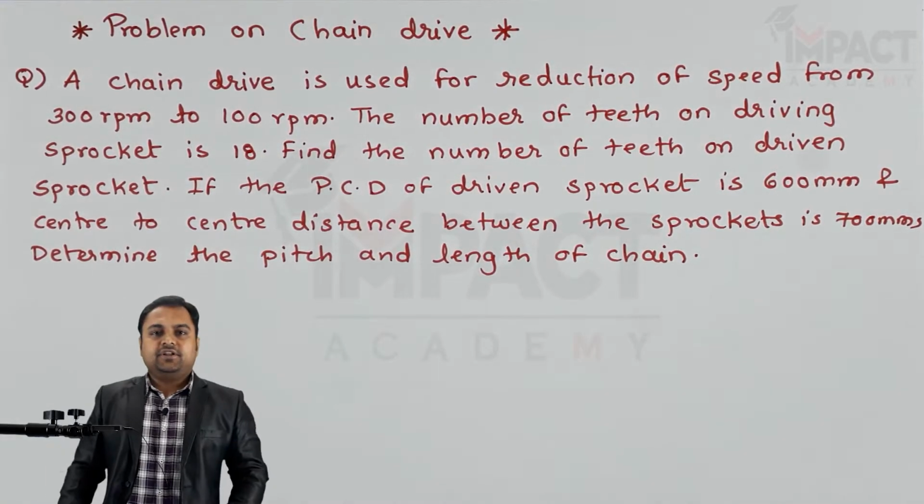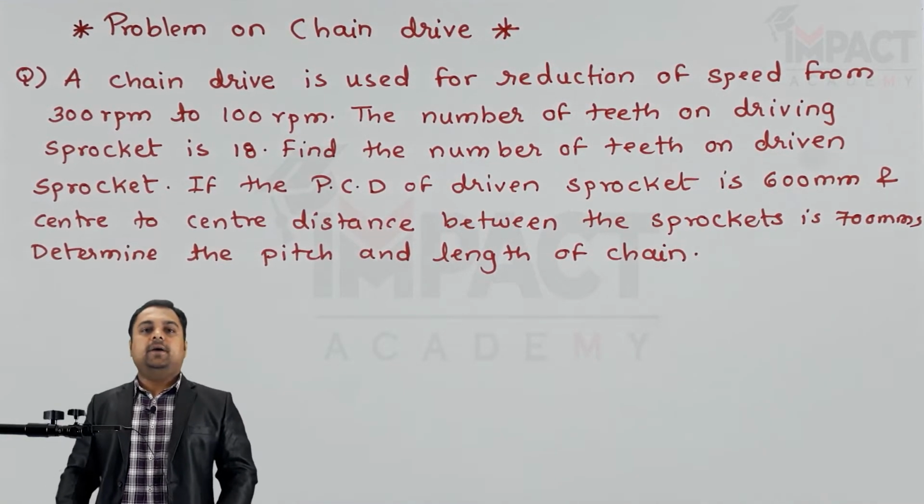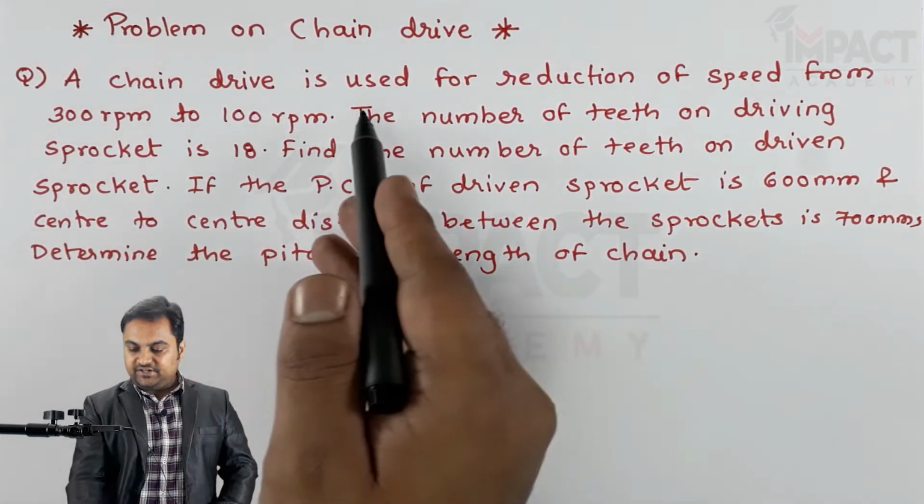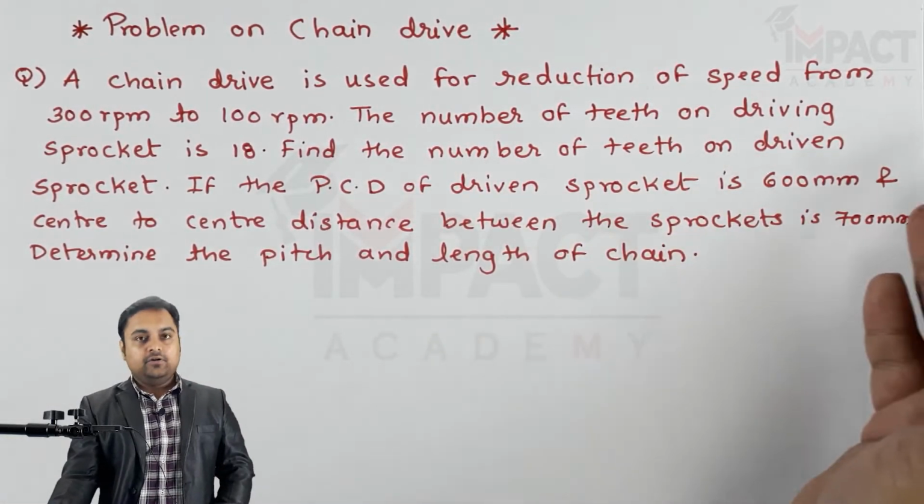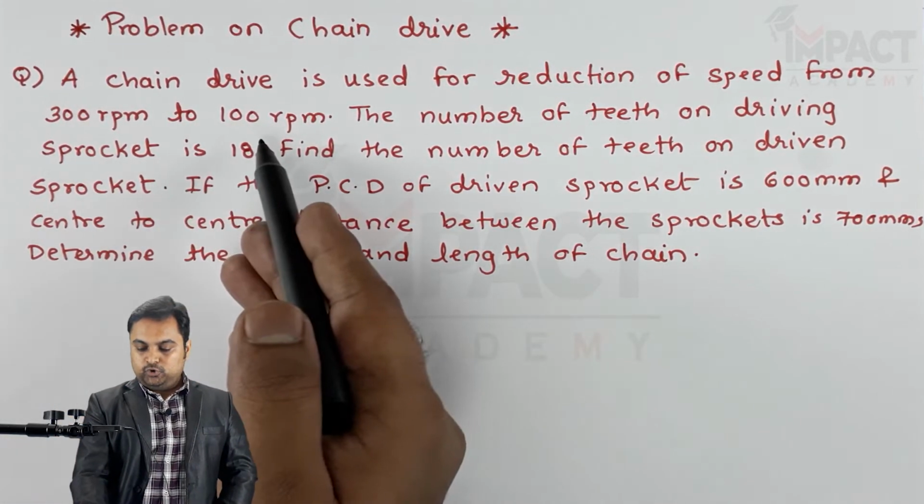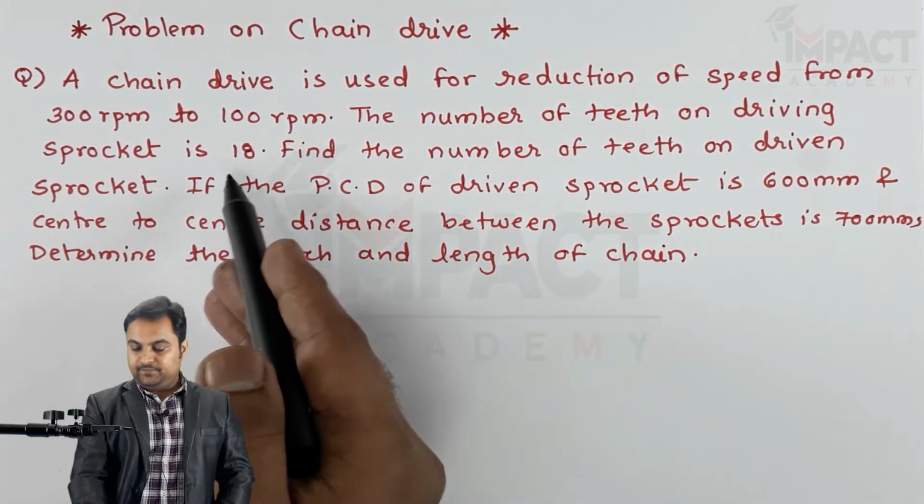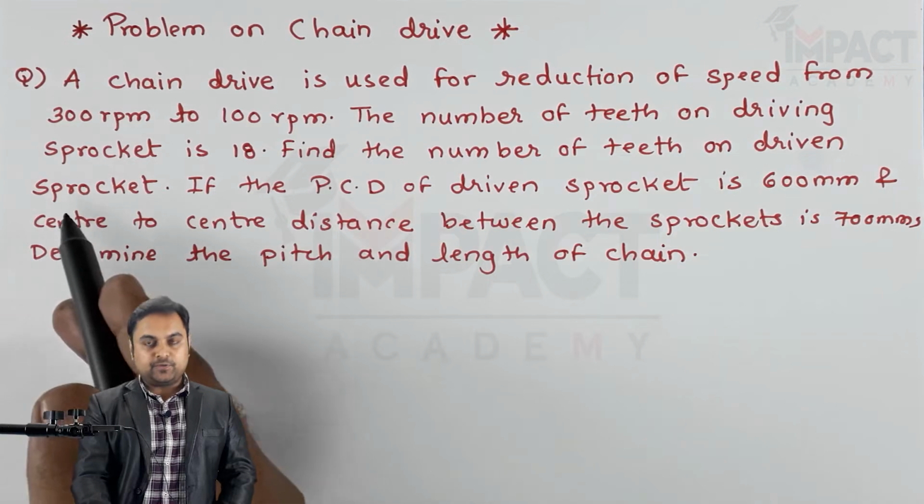Hi friends, here in this video we are going to see a problem based on chain drive. Here we have a question. A chain drive is used for reduction of speed from 300 rpm to 100 rpm. The number of teeth on driving sprocket is 18. Find the number of teeth on the driven sprocket.